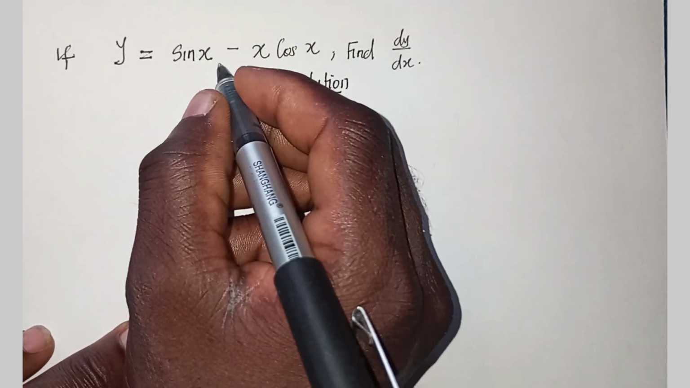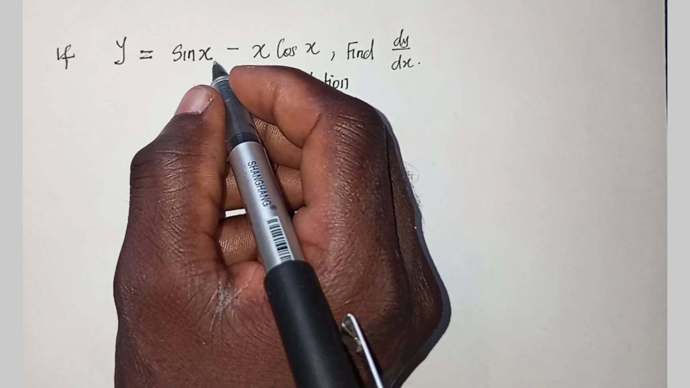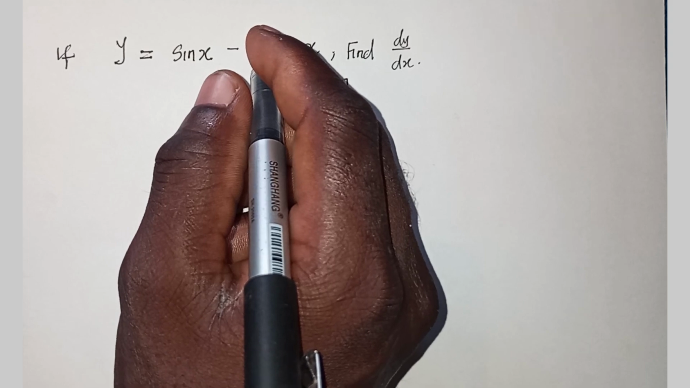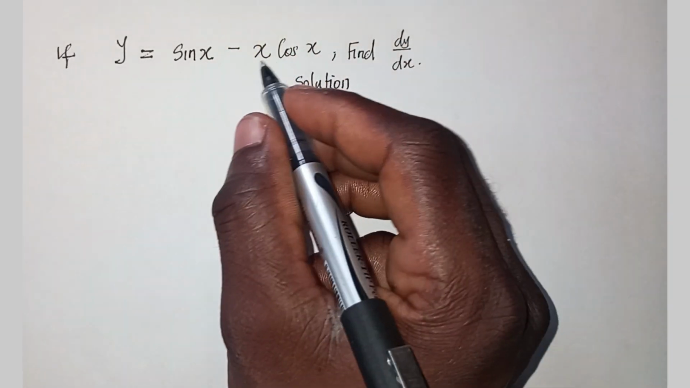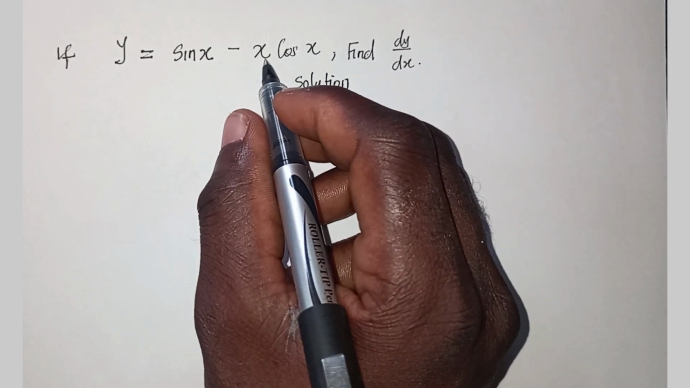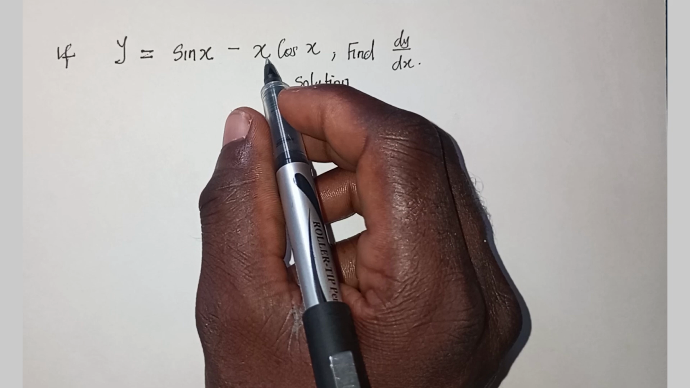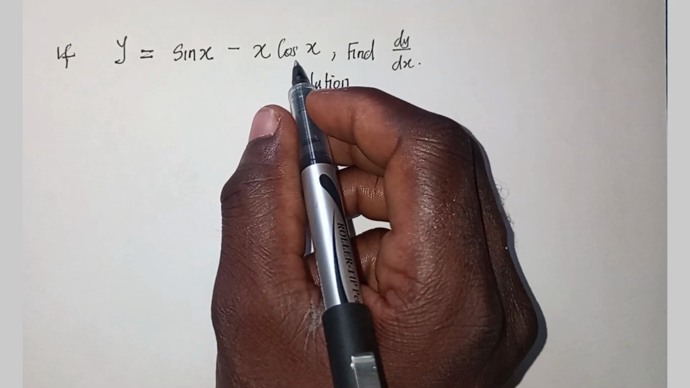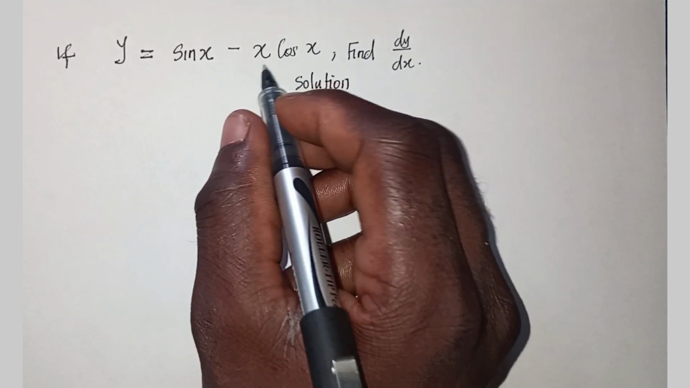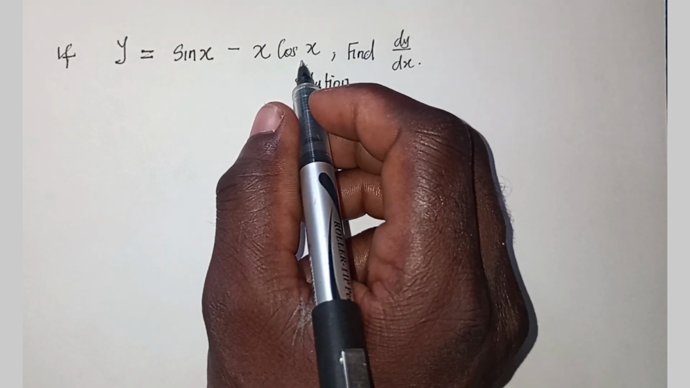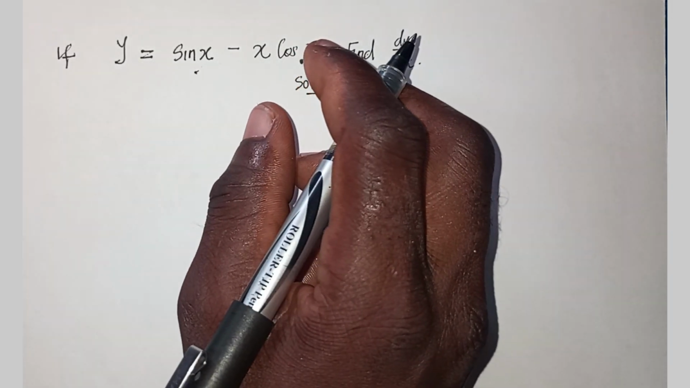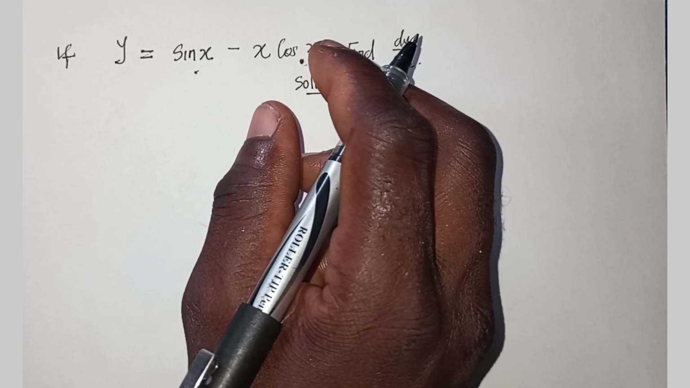The very first thing here, this sin x is alone. That means it is differentiable as it is, so you can just differentiate directly with respect to x. But if you check the second one, minus x cos x, this is the product of an algebra and trigonometry. Since it is a product, you can't just differentiate directly. That simply means here you apply the product rule. So here we differentiate directly, and here we apply the product rule. Once we understand the question, then we can move on to solving it.